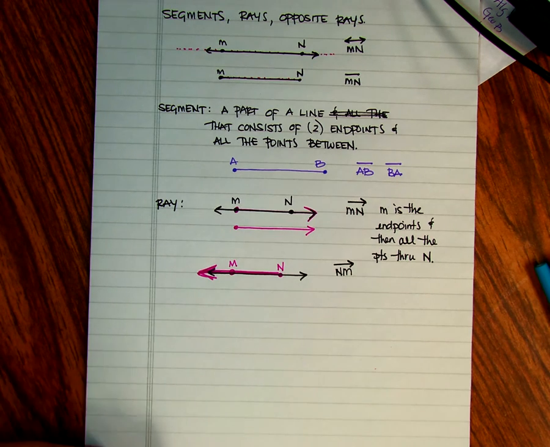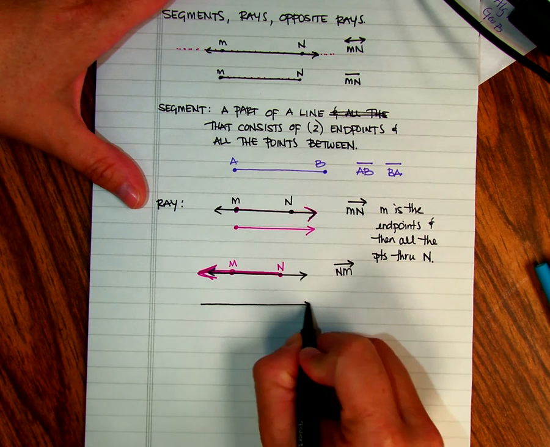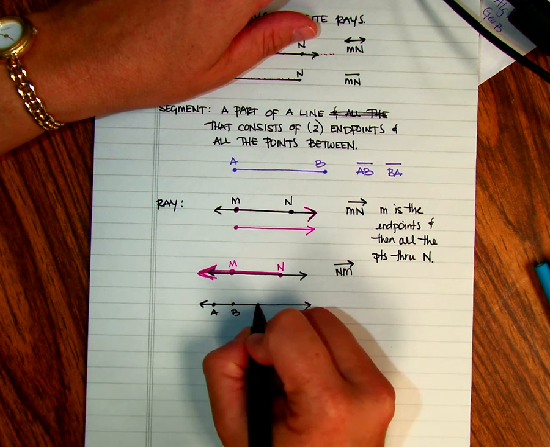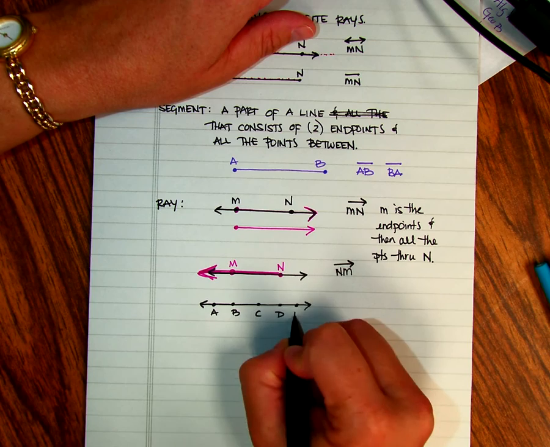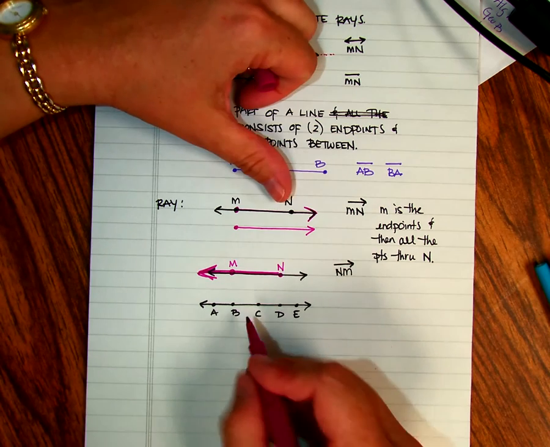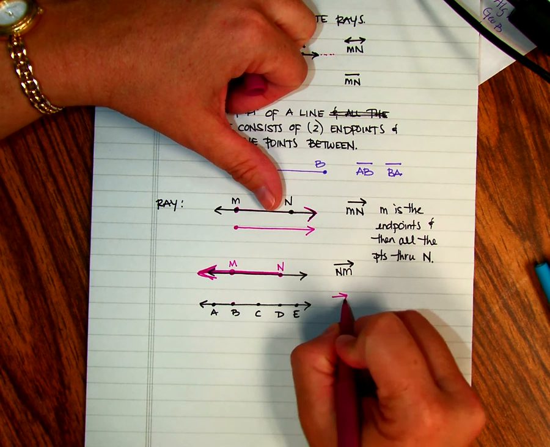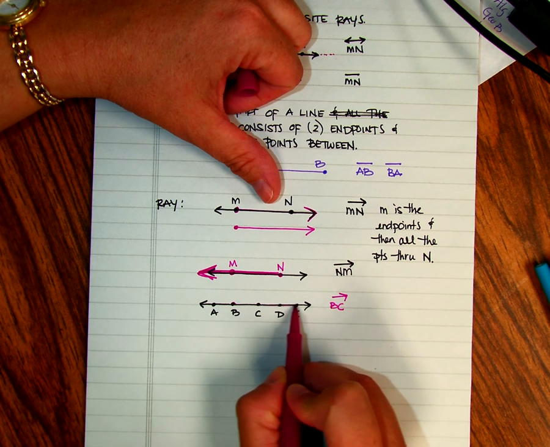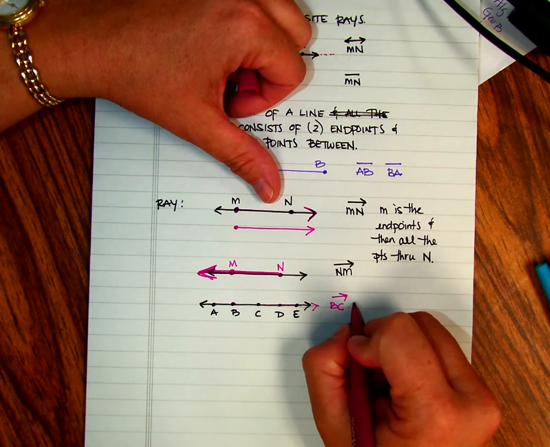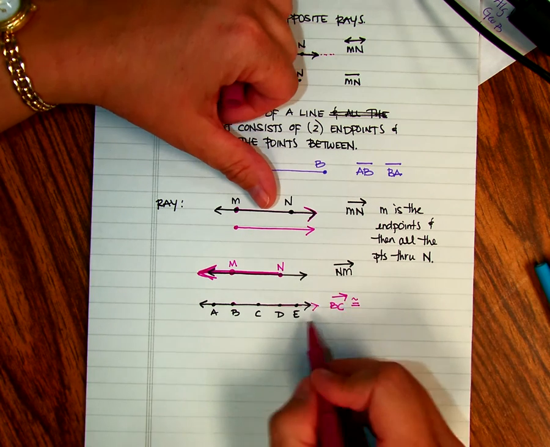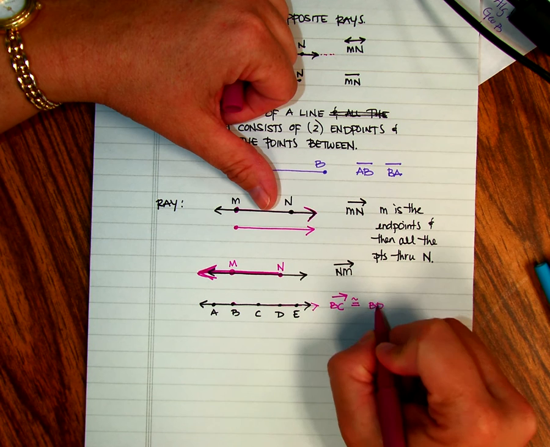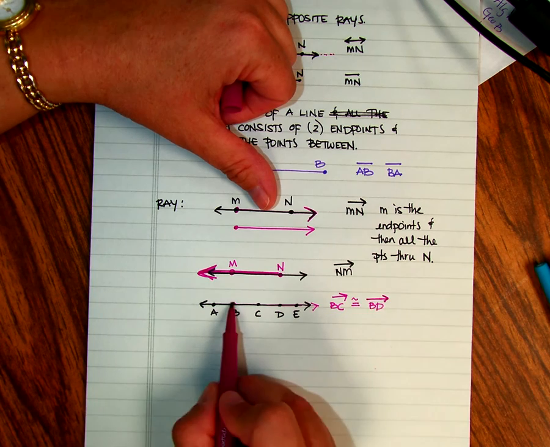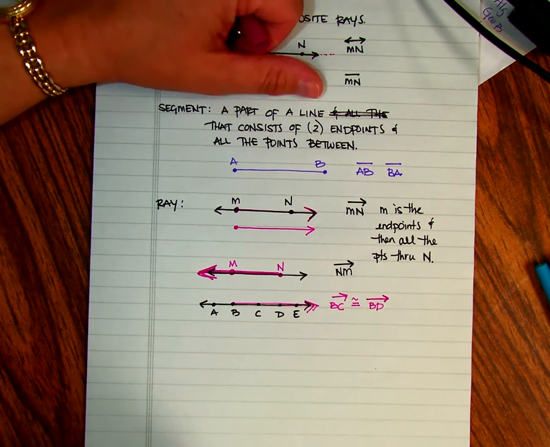If I have several points, so if I have A, B, C, D, and E, and I say ray BC, that means I'm starting at B, traveling through C infinitely. That is going to be the same or congruent to ray BD. Starting at B, you're having an endpoint of B, traveling through D. We're still covering the same points.